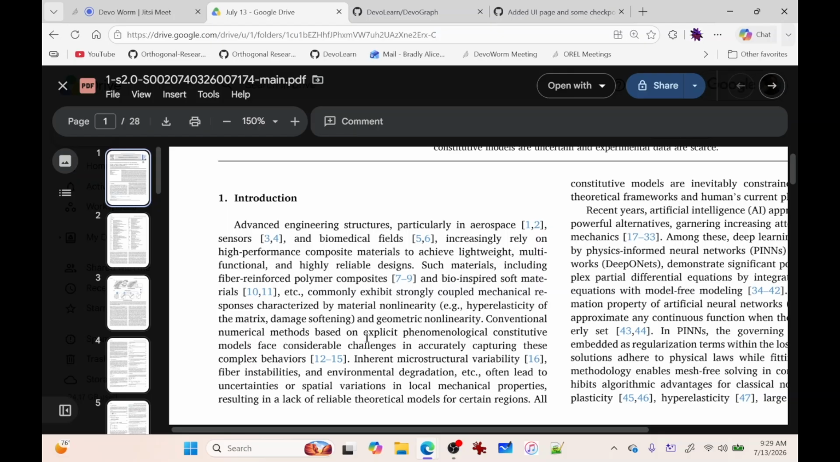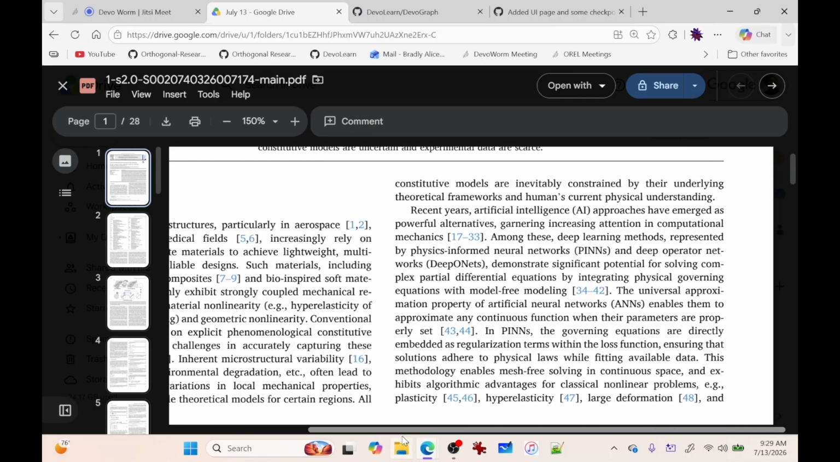Conventional numeric methods based on explicit phenomenological constitutive models face considerable challenges in accurately capturing these complex behaviors. Inherent microstructural variability, fiber instabilities, and environmental degradation, etc., often lead to uncertainties or spatial variations in local mechanical properties, resulting in a lack of reliable theoretical models for certain regions. All constitutive models are inevitably constrained by their underlying theoretical frameworks and humans' current physical understanding.